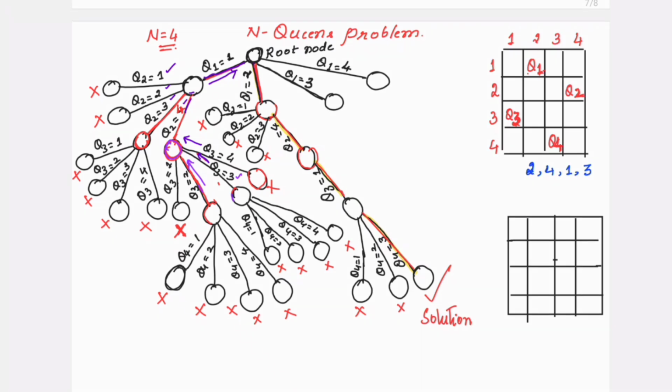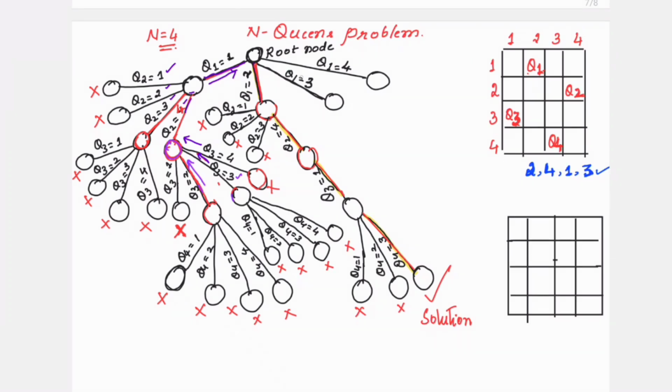Definitely each one is taking a unique row. The column numbers are 2, 4, 1, 3. If I am writing 2, it indicates second column of the first row, fourth column of the second row, first column of the third row, and third column of the fourth row. This is the solution. Now this is one thing, but still one more thing you observe.